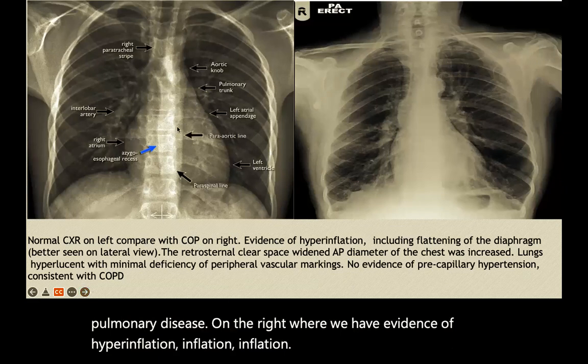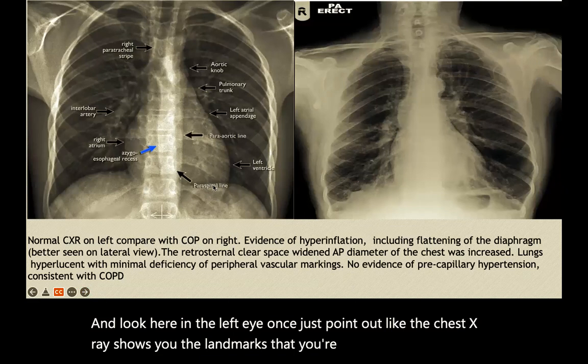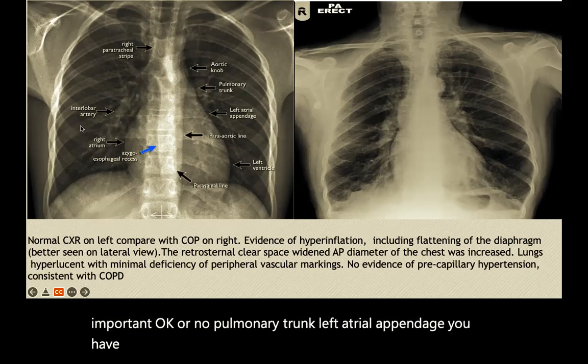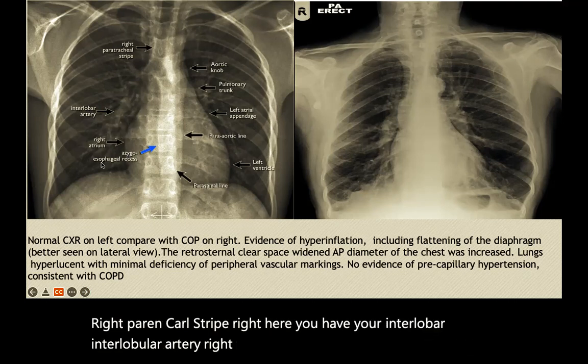And look, here on the left, I want to just point out, the chest x-ray shows you the landmarks that you're always looking for. Very important, okay? Aortic knob, pulmonary trunk, left atrial appendage. You have your right parenchymal stripe right here. You have your interlobar artery, right atrium, and the azygoesophageal recess.